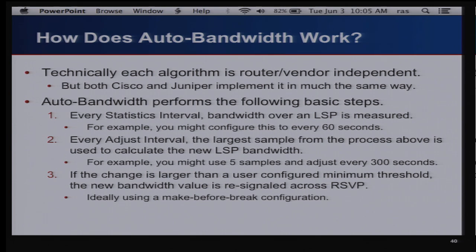And there's a way to do this gracefully called make before break. What happens is it goes out, reserves that, builds the LSP, creates it, puts traffic on it, and then takes down the old one. Otherwise, you have an impact every time you re-optimize, which is bad.